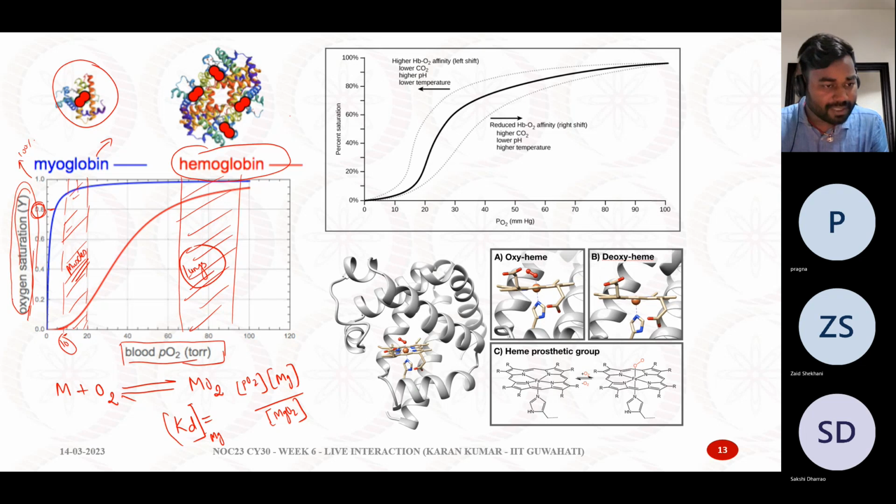When your muscles are working very hard, they need more and more oxygen. So hemoglobin will not be able to sufficiently provide oxygen in that condition. When the oxygen pressure is very low, myoglobin will release its oxygen, and then your cells will be able to metabolize and it will provide you energy. Okay, is it clear?